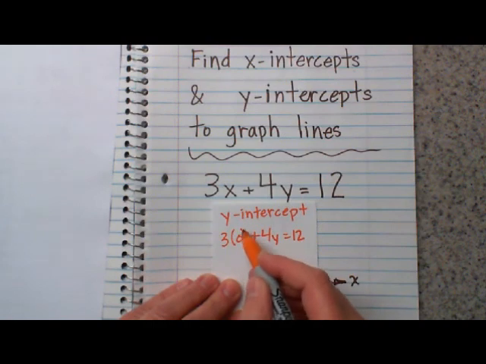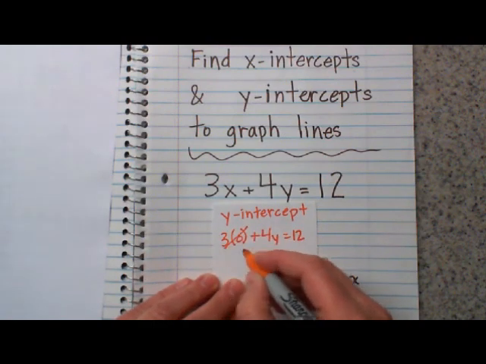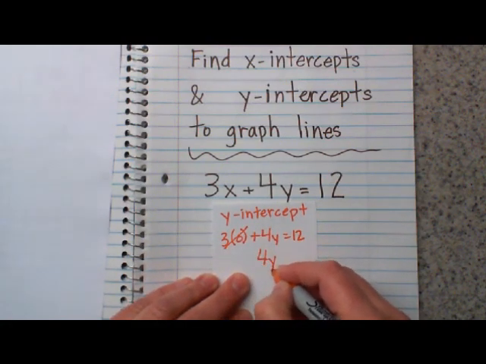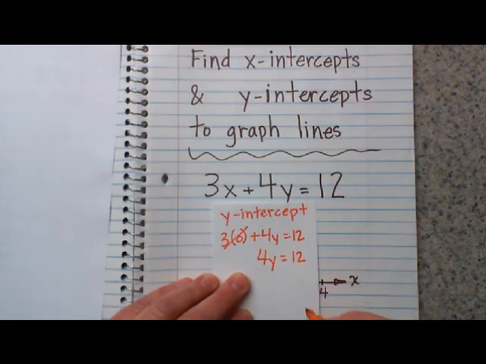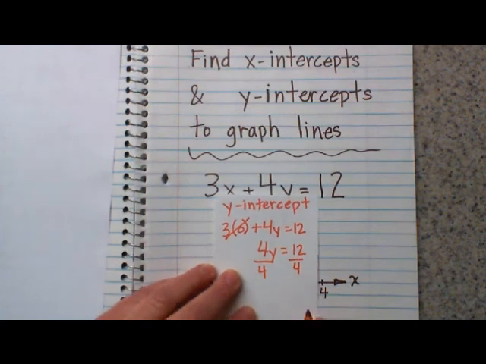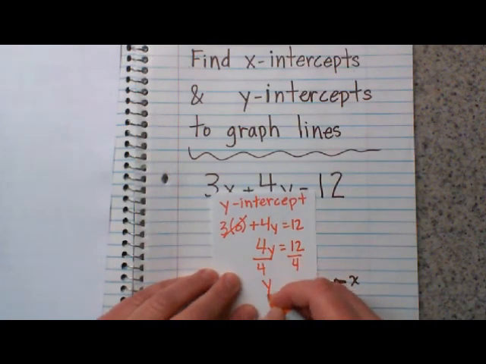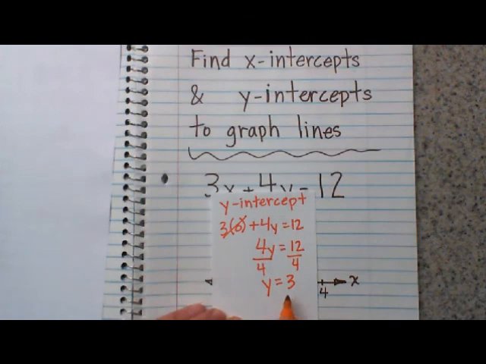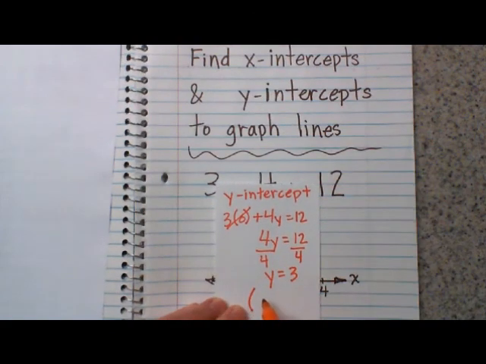Well, 3 times 0 is 0. So that will go away, and we're left with a one-step equation, 4y equals 12. Divide by 4 on each side to solve. Y equals 3. So the y-intercept is at y equals 3. So the ordered pair for the y-intercept is 0, 3.